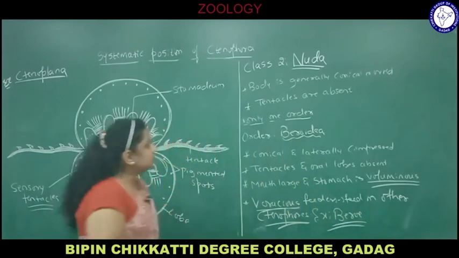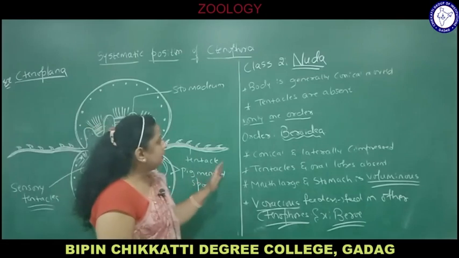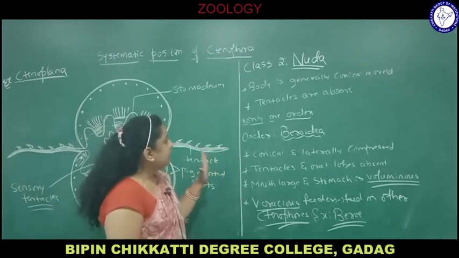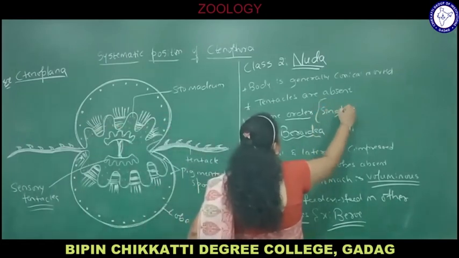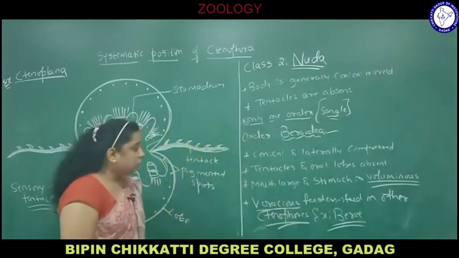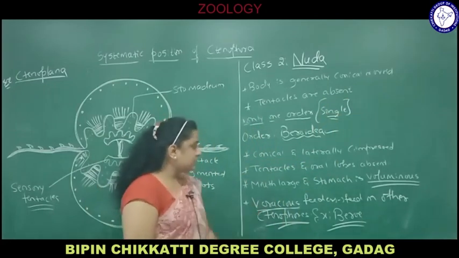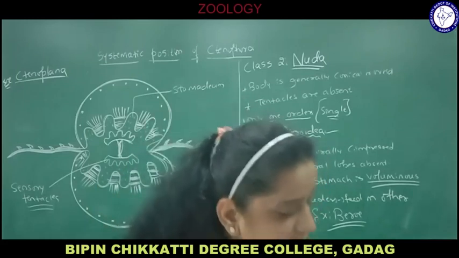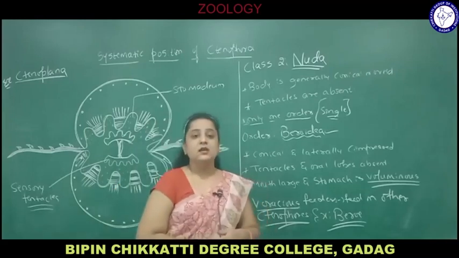So this is about class Nuda. Class Nuda is generally conical or ovoid. Tentacles are absent, or you can say the animals belonging to this class are without tentacles, and it contains only one order, called Beroida. These animals are laterally compressed. Lobes are absent, the mouth is large, the stomach is voluminous, and they are voracious feeders, feeding on other ctenophores. Example, Beroe.